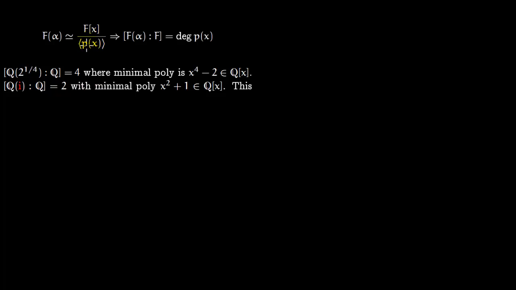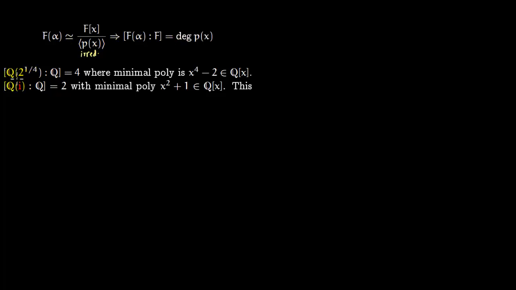So recall that if p(x) is an irreducible polynomial, a polynomial over a field F, you can form a field F(alpha), where alpha is a root of this polynomial. It is an irreducible polynomial, so this would immediately imply that F(alpha) over F, the degree of this extension, is precisely the degree of the irreducible polynomial.